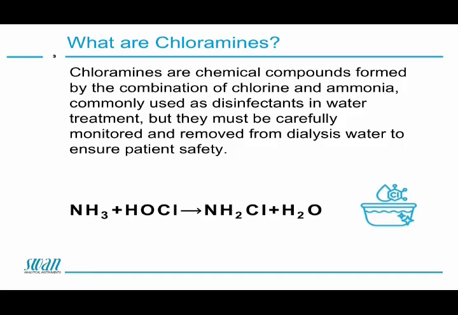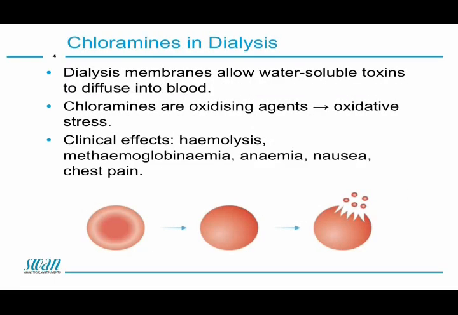In dialysis, the dialysis membranes allow the water-soluble toxins to diffuse into the blood. So chloramines are oxidizing agents. This means that they cause oxidative stress on the red blood cells in particular. As you know, red blood cells carry hemoglobin and in turn carry oxygen around the body. So the clinical effects of hemolysis are things like anemia, nausea, chest pain.